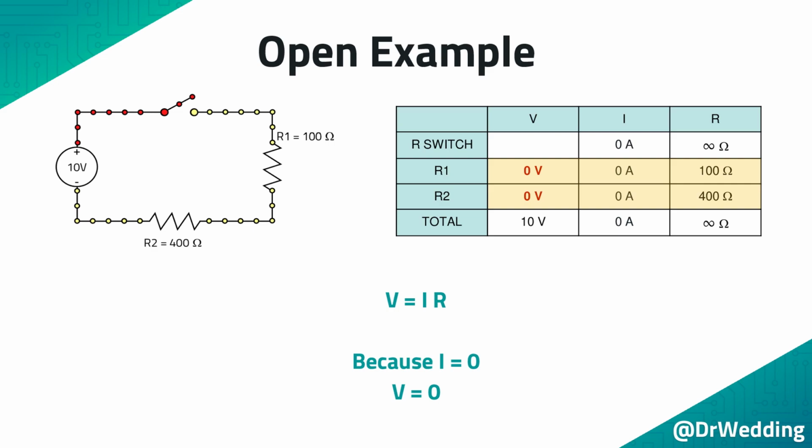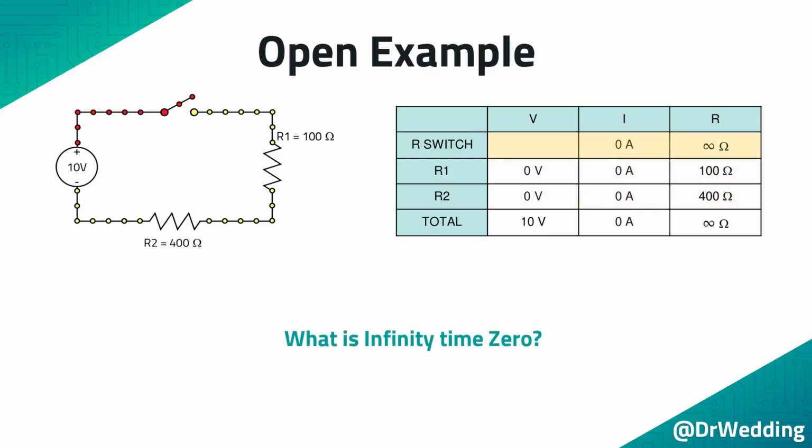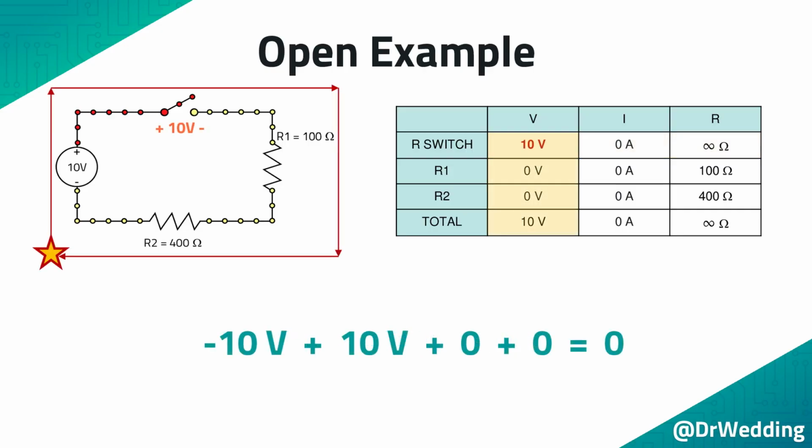Using Ohm's law, you can then calculate the voltage drop across R1 and R2. Because the current is 0, the voltage drop across both resistors is also 0. To find the voltage drop across the switch, we would need to multiply infinity times 0, but this is a problem. Instead, we can find the voltage across the switch using Kirchhoff's voltage law. The voltage across the switch is 10 volts.